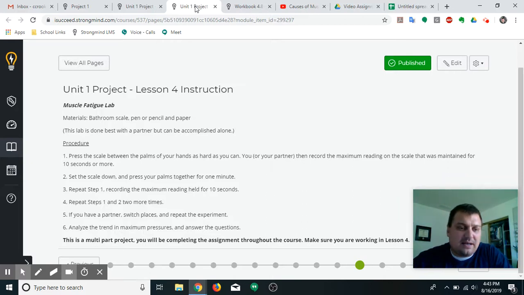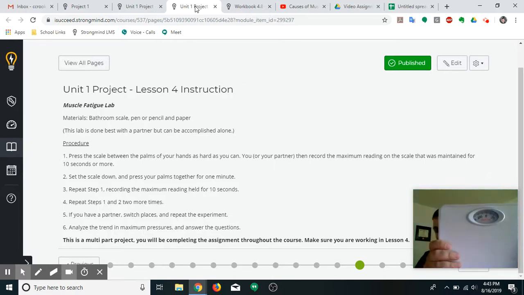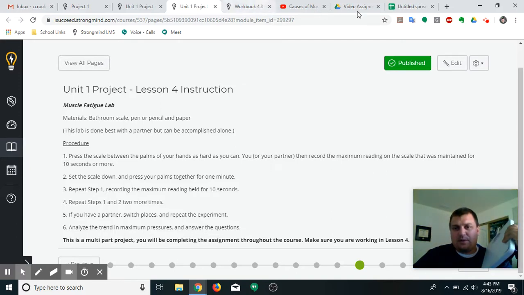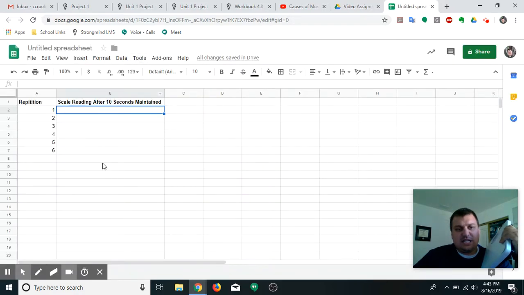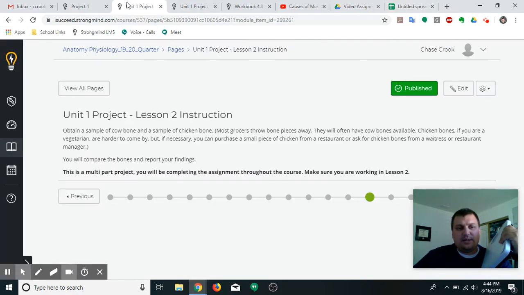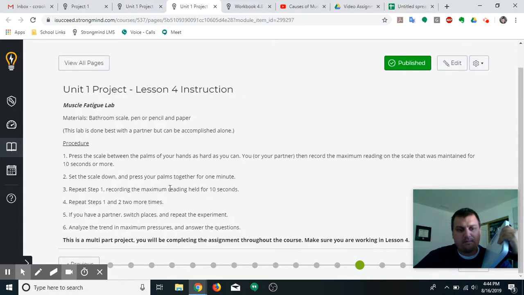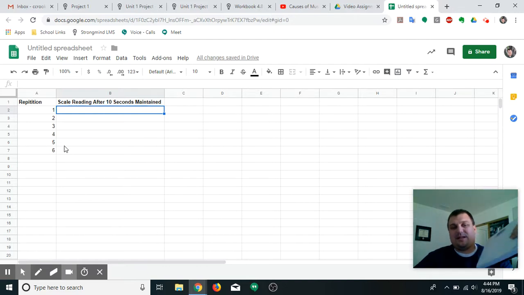We're looking at muscle fatigue, and we're going to see some trends as we go through this. I'll walk through how I'd want you to do this, so you guys are set. The procedures are pretty simple. When you get this scale, you're just going to squeeze it as hard as you can and maintain it for 10 seconds. I'm actually going to use this spreadsheet here to keep my data. It said to do it a total of 3 times. Well, guess what? I'm going to do it like 5 or 6. This is just the science guy in me.